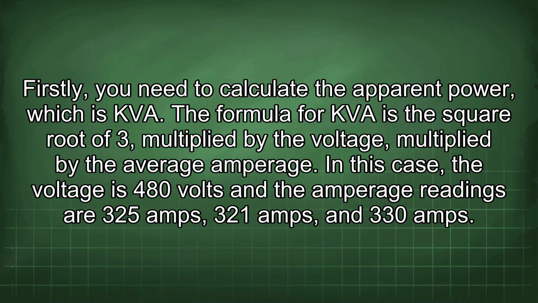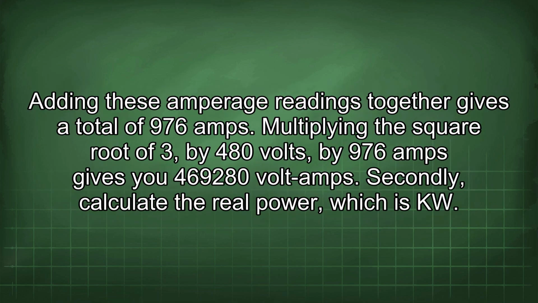Firstly, you need to calculate the apparent power, which is KVA. The formula for KVA is the square root of 3 multiplied by the voltage multiplied by the average amperage. In this case, the voltage is 480 volts and the amperage readings are 325 amps, 321 amps, and 330 amps. Adding these amperage readings together gives a total of 976 amps.